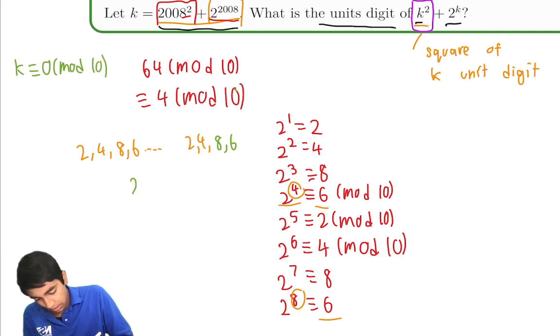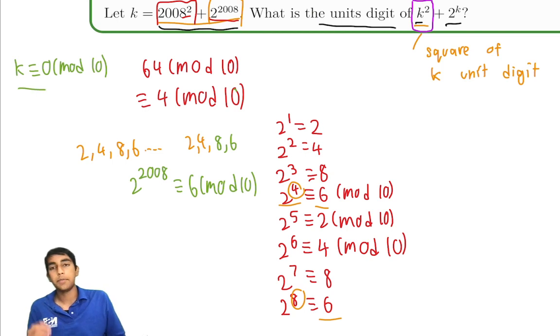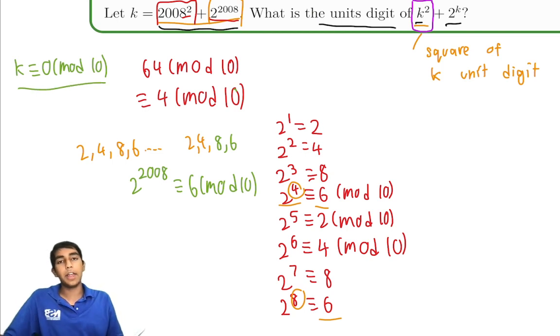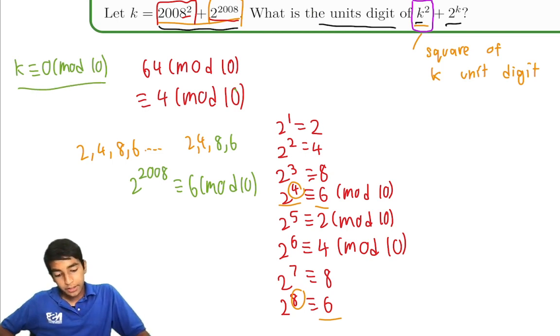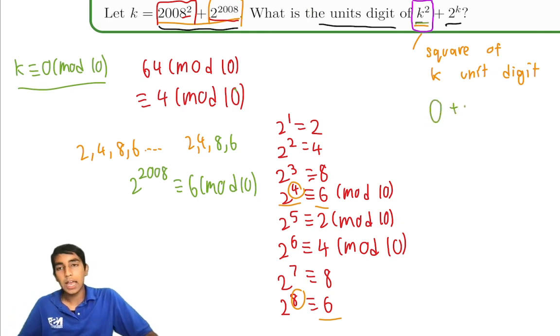We have 2 to the 2008 is 6 mod 10. So we add them up, we get k is 0 mod 10, because 6 plus 4 is 0 mod 10. So the square of the unit digit is nothing but 0. Now what about 2 to the k? K, well, how do we do that?